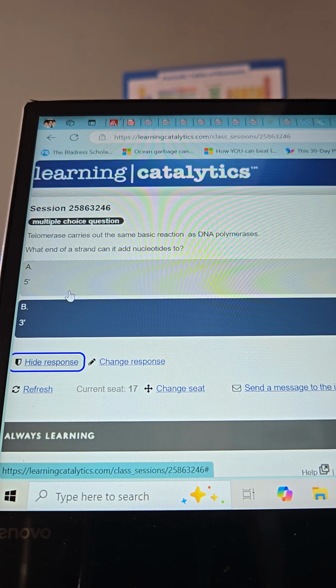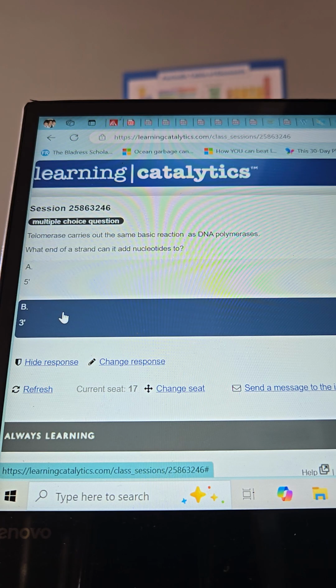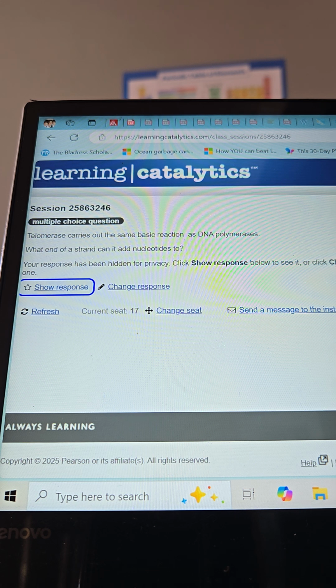Okay. On what side do you always build on? 3 prime? 3 prime. There you go. And we'll go to the next question. So make sure to respawn the answer.